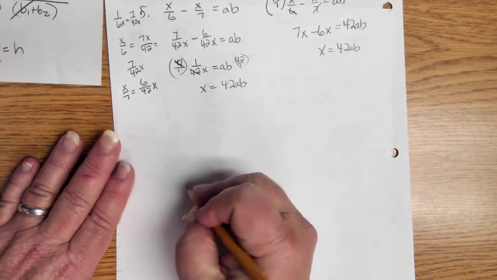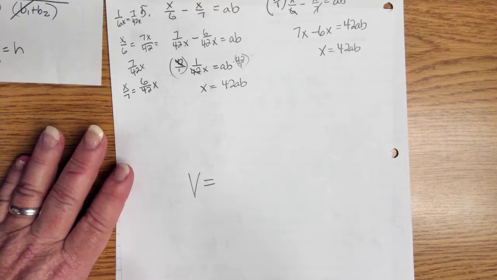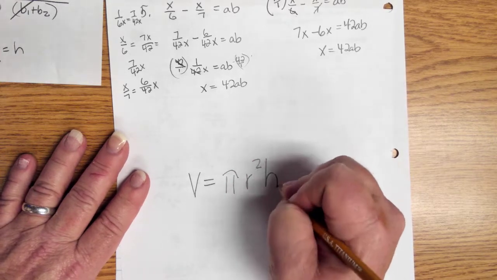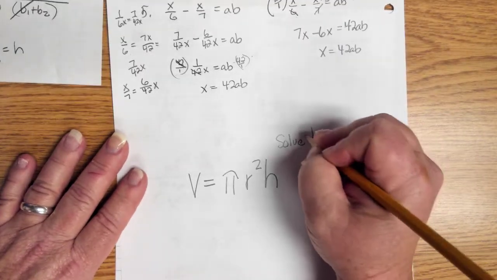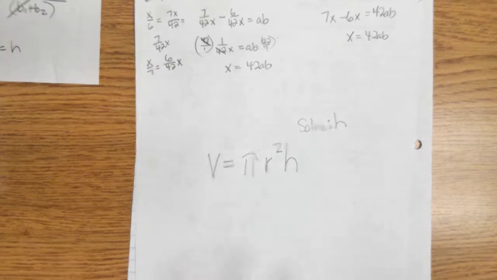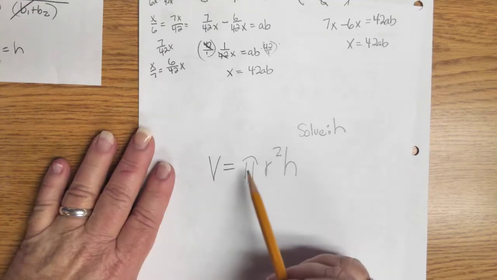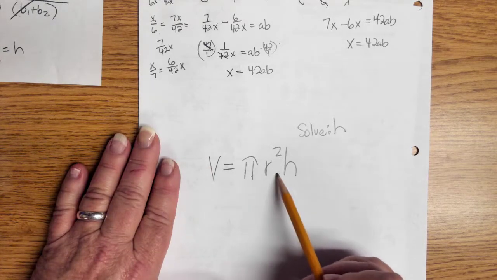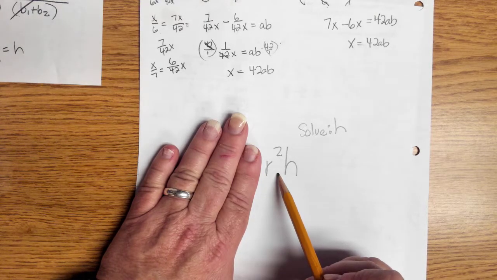All right, let's say I had something like this because this might scare you. V is equal to pi times r squared times h, and I need to solve this for h. Okay? What should I do? But if I just divide by pi, what am I going to be left with on this side? r squared h, right? Then what would you do?